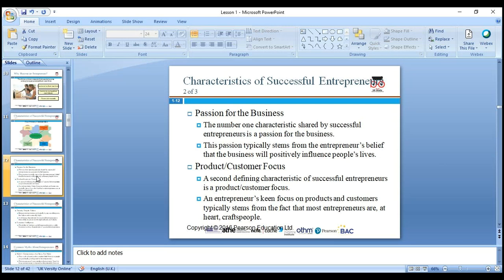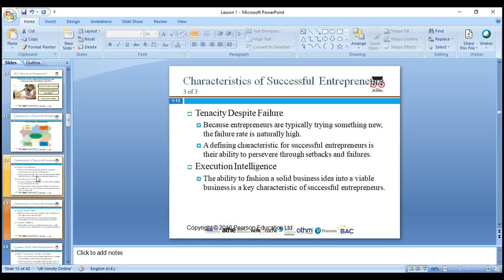An entrepreneur's keen focus on the product and the customer typically stems from the fact that most entrepreneurs are hard and craft people. They know the people, they know to whom they sell, and despite failure. Because entrepreneurs are typically trying something new, the failure rate is naturally high. A defining characteristic of a successful entrepreneur is their ability to persevere through setbacks and failure. Whenever they have a setback, they learn from it, try to improve, and implement effectively.